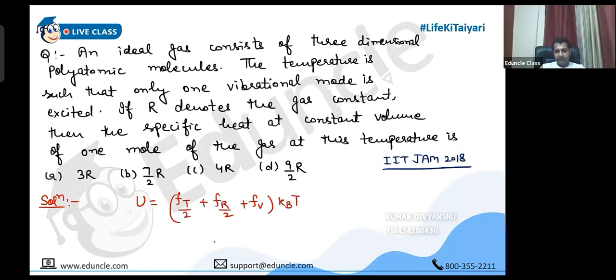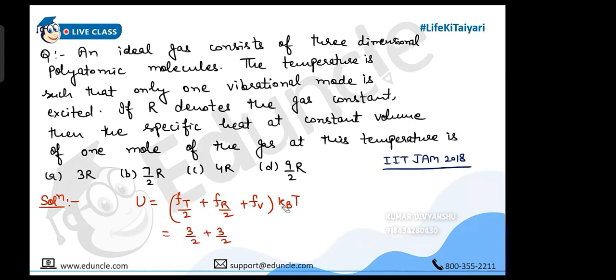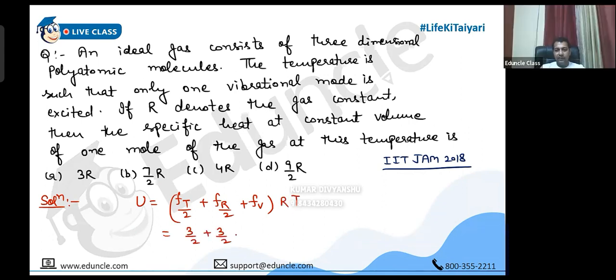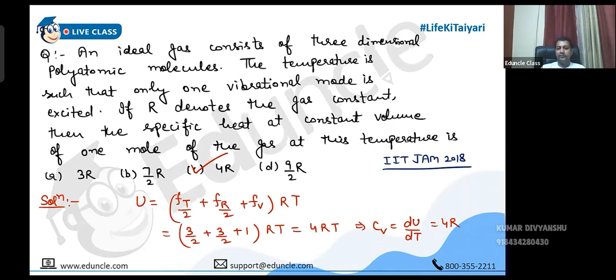So only one, it is given. So it will become 4 RT. So CV is clearly dU by dT, that is 4R. That's it. Quite a simple question. Please check. Clear?